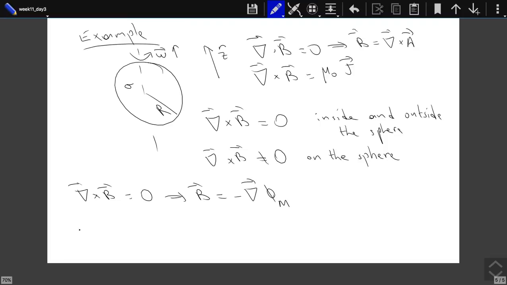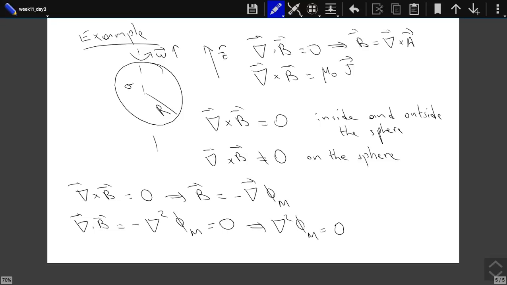Well, if this is the case, del dot B is now minus the Laplacian acting on phi m. This should be 0, so phi m satisfies Laplace's equation. Okay, this is nice. We have already discussed how to solve Laplace's equation in spherical coordinates. You see, I have a problem which doesn't change as I rotate around the z-axis. So nothing should depend on the phi coordinate. It can only depend on the distance from the center of the sphere and also on the theta angle and nothing else.